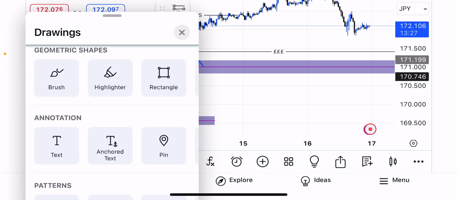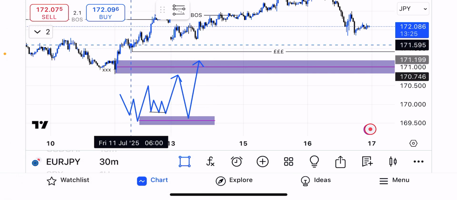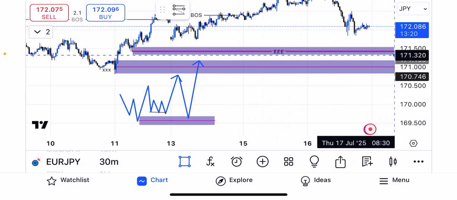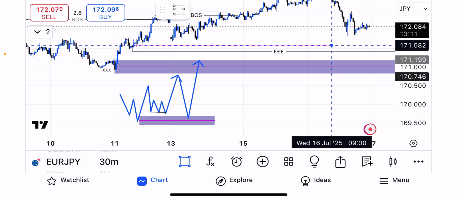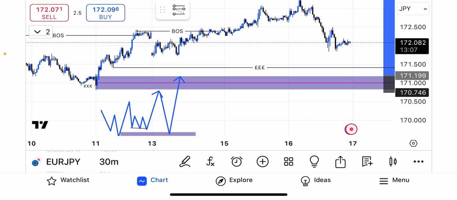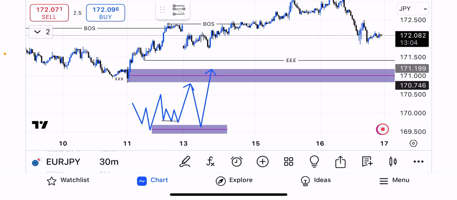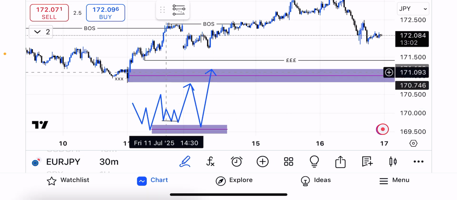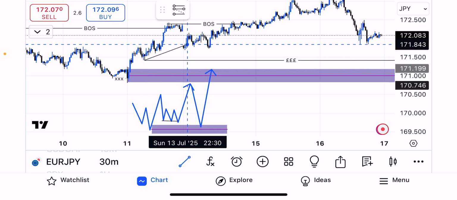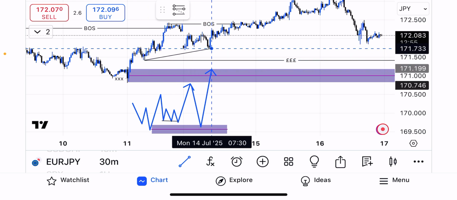Some people will want to buy from here. Some people want to buy from here, but price can take them out. That's what we call price taking out early buyers from the market. So what's here now? What you're seeing here is a pool of liquidity like this.